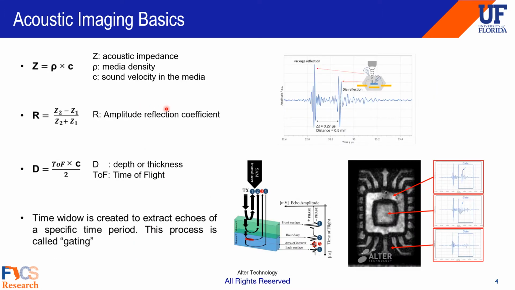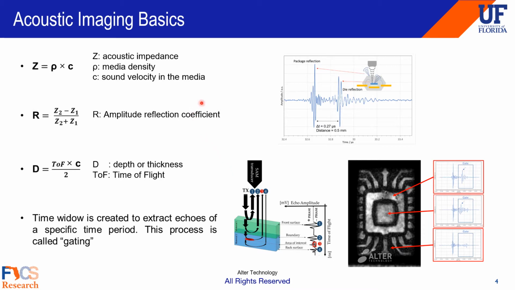Let's take a look at the operation of SAM. SAM operates in reflection mode and works as follows. The transducer converts an electrical signal into an acoustic wave and inserts it into the specimen. A certain amount of the wave is reflected back to the transducer and converted back to an electrical signal. We can use the intensities and polarity of these signals to portray the interior of our specimen.